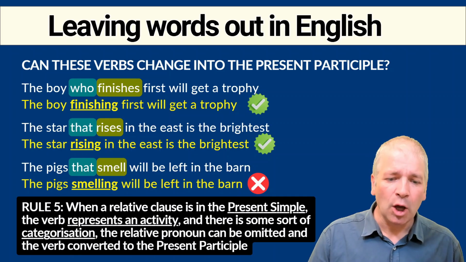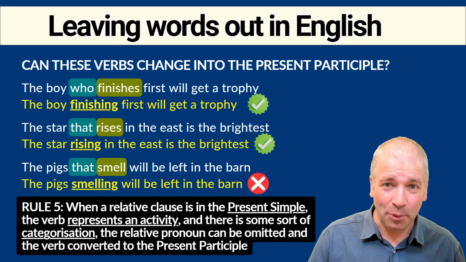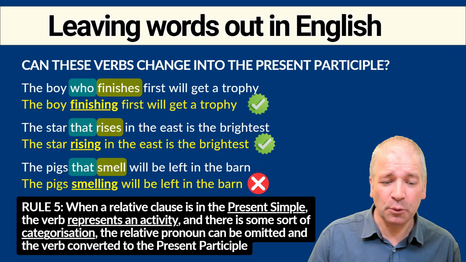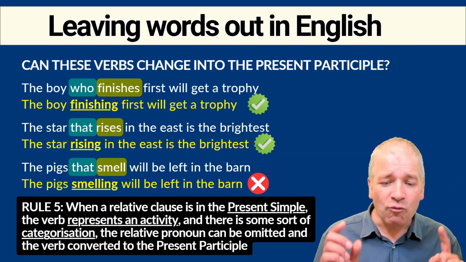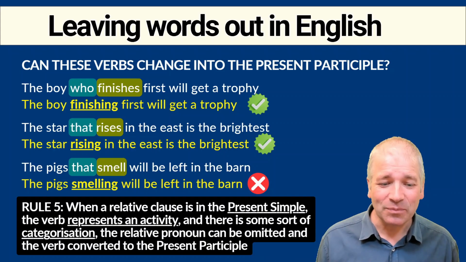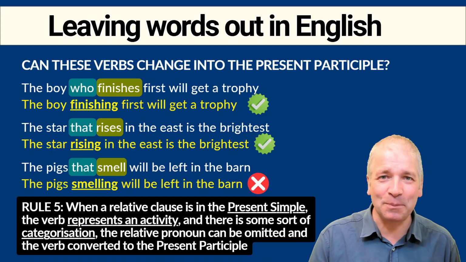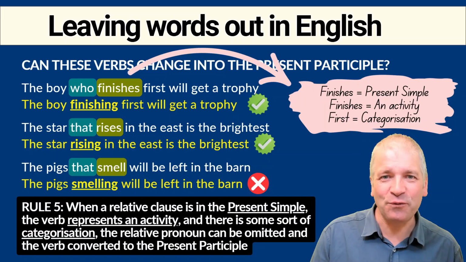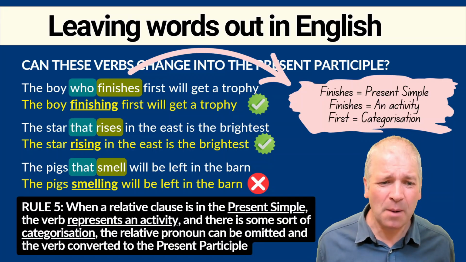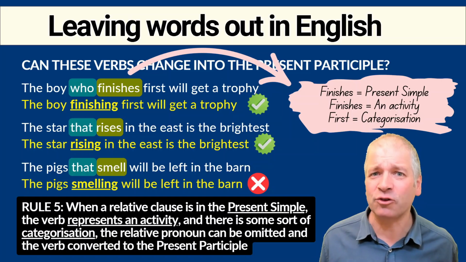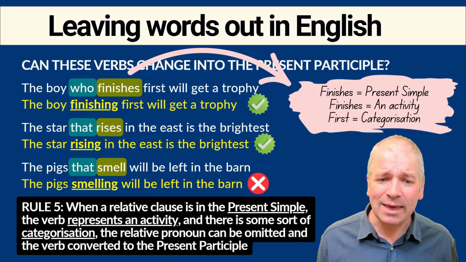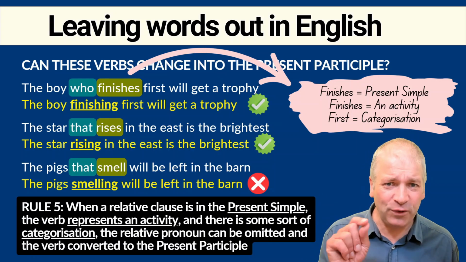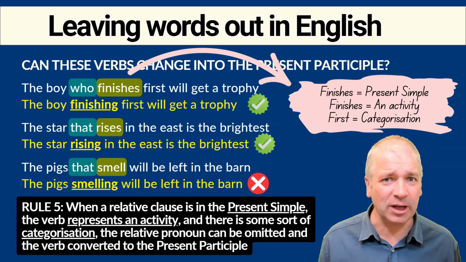Rule number 5. When a relative clause is in the present simple, the verb represents an activity, and there is some sort of categorization, the relative pronoun can be omitted and the verb converted to the present participle. Now that seems quite lengthy, so let's break it down by using the first example here. Remember, our first example was the boy who finishes first will get a trophy. And yes, we can convert this by deleting who, the relative pronoun, and changing finishes into the present participle, finishing.